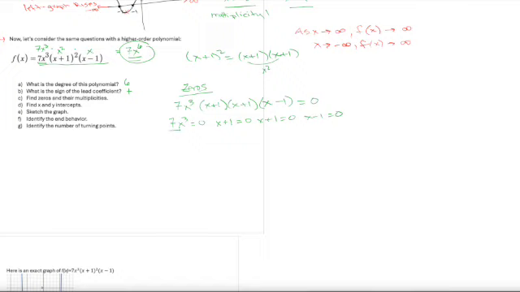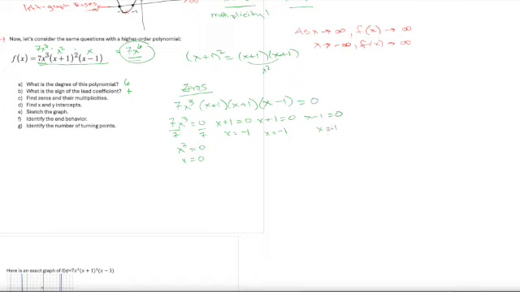Okay, so I would divide both sides by 7. So x cubed is equal to 0. So x is equal to 0. This would give me x is equal to negative 1. So would this. And this would give me x is equal to positive 1.